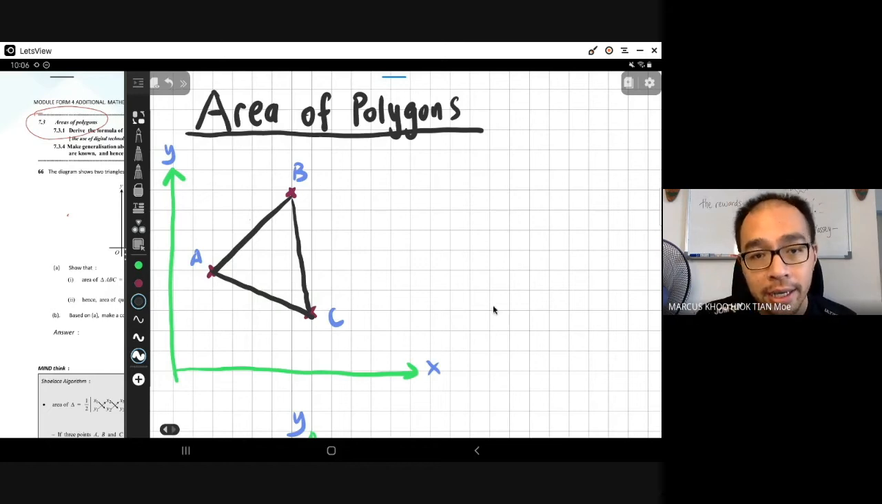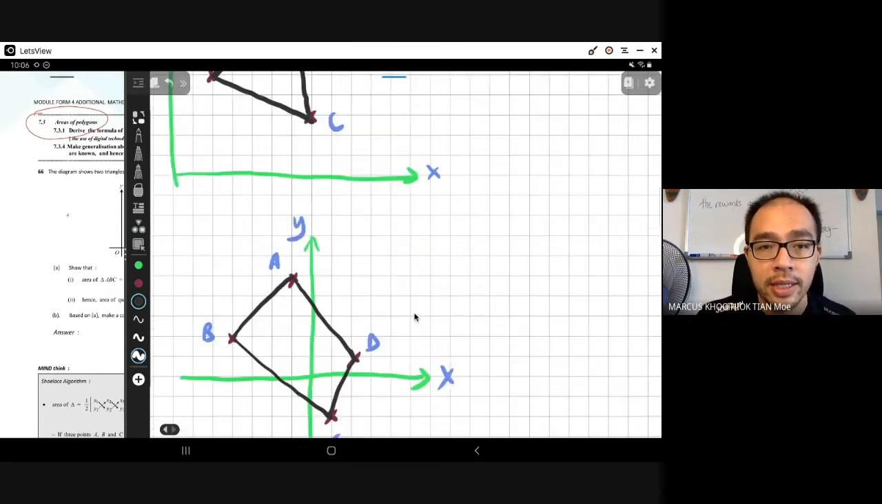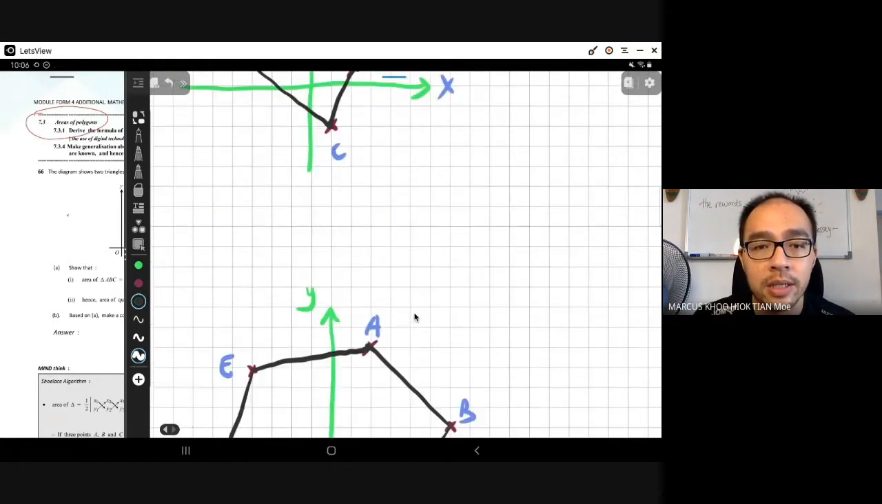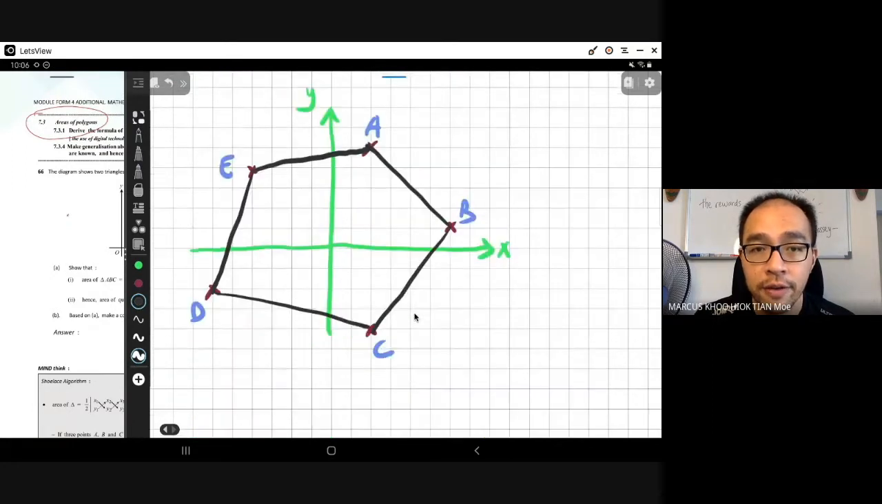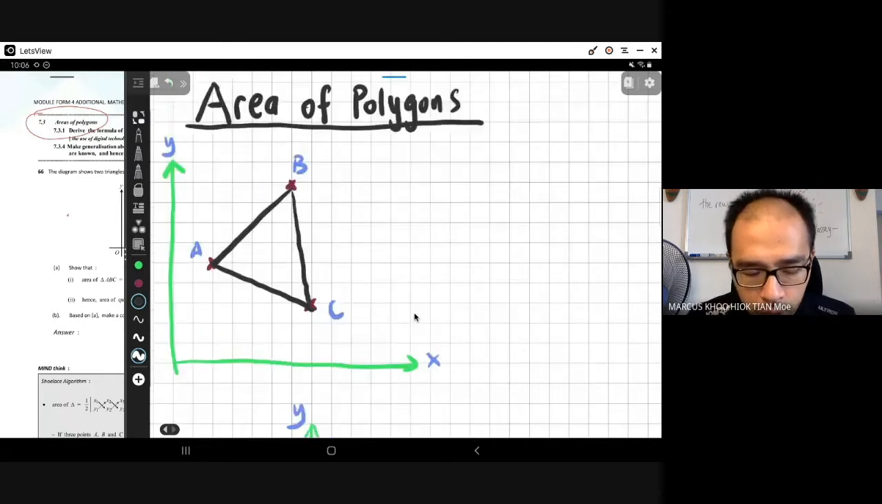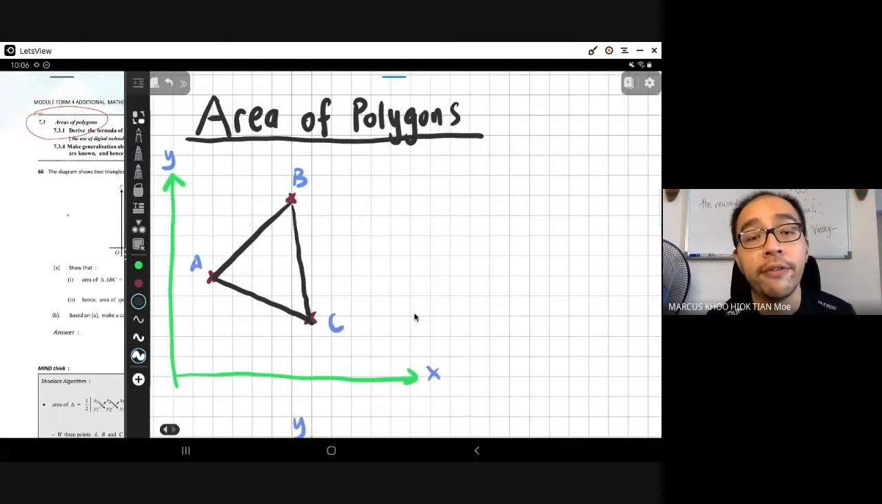Whether it's a triangle, or in this case, this is not a square. This is called a quadrilateral, 4 sides. And then this one has 5 sides: 1, 2, 3, 4, 5. So this is a pentagon. So how do we find the area if I give you the coordinates? If I give you the coordinates, how do you find the area?